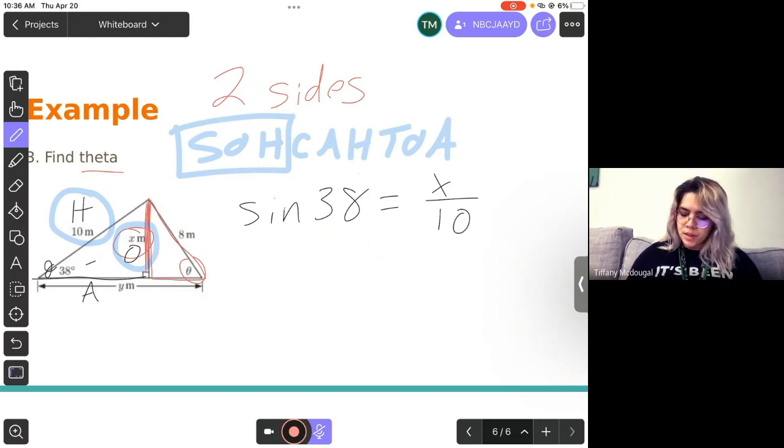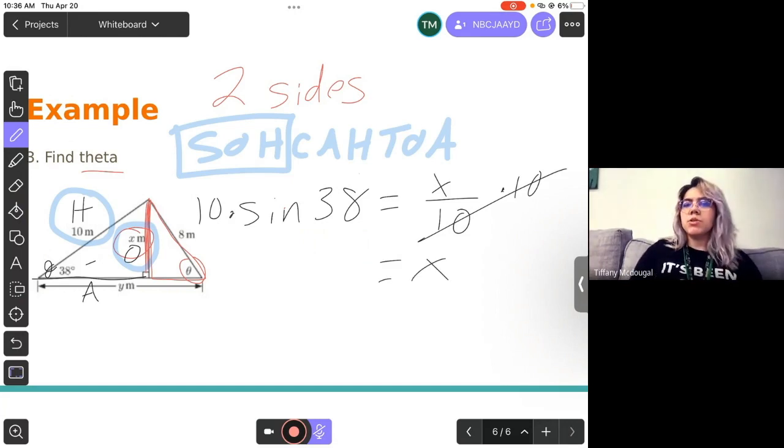Okay, going to do some inverse operations. This is currently being divided by 10, so let's go ahead and multiply by 10. And X will be equal to 10 times sine 38. 10 times sine 38. All right, looks like that side is equal to 6.16.